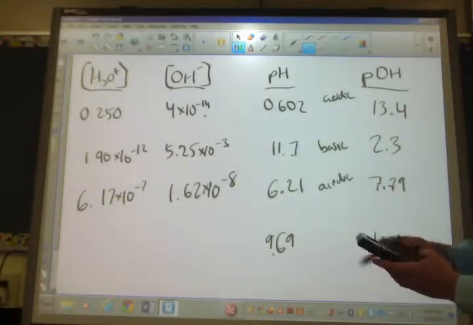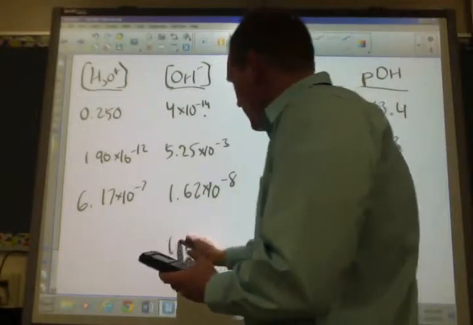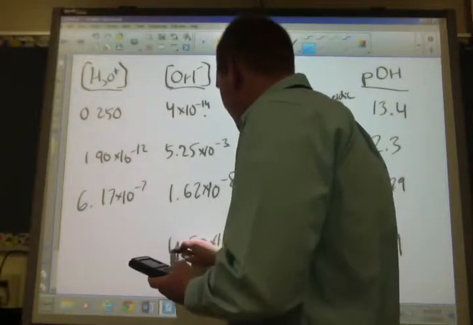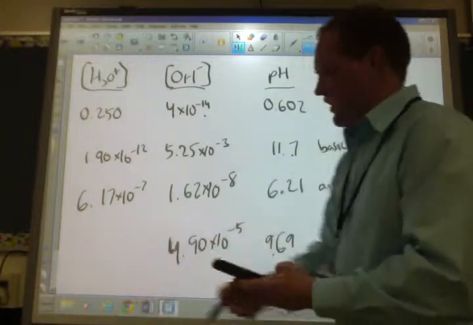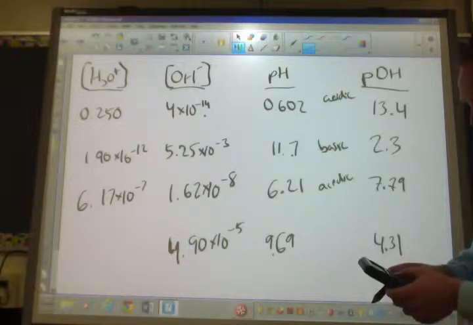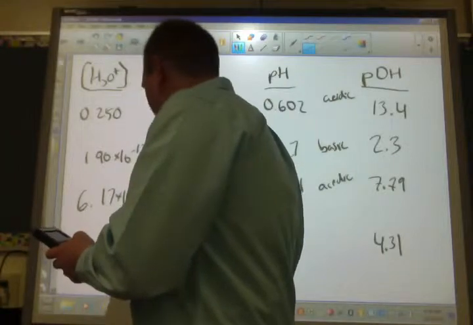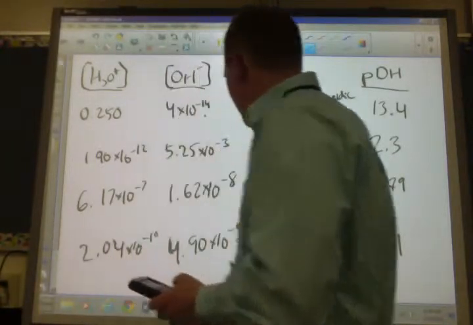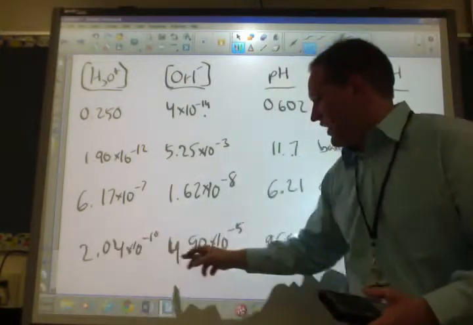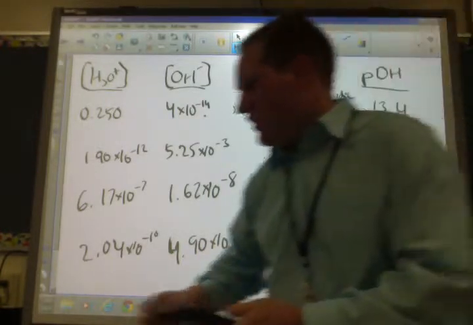So 10 to the negative pOH, 4.90 times 10 to the negative 5th. And my H3O plus concentration, 10 to the negative 9.69 gives me 2.04 times 10 to the negative 10th. So again, negative 10, negative 5 adds negative 15, but this together would give you 10 times 10 to the negative 15th, which is 1 times 10 to the negative 14th. Okay, on to the back.